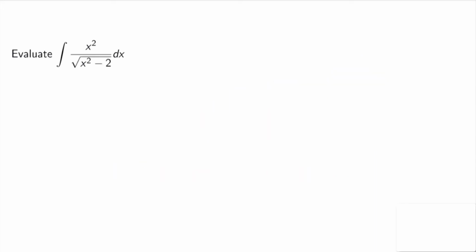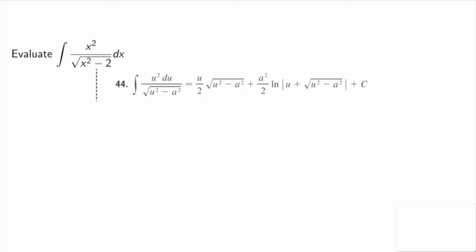Done. Here's another one. Integral x squared divided by root of x squared minus 2. Oh, wait a second, I just showed you integrals which involve the term root of x squared minus something. And after close inspection, I find that formula 44 is actually the best choice here. We just need to identify that x is u, and the 2 becomes the a square, so a would be root of 2. So we can simply copy this formula.